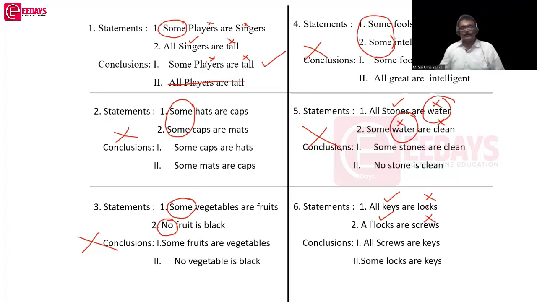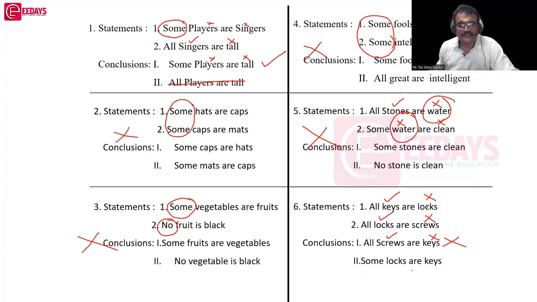Now, what is the middle term? Locks is distributed. Now go to the conclusion. In the universal affirmative, the subject is distributed, but the predicate is not distributed. Here, is the term screws distributed in the conclusion? What about in the statement? It is not distributed. What is the fourth property? If any term is distributed in the conclusion, the term must be distributed in the statement. So this is not a valid conclusion.